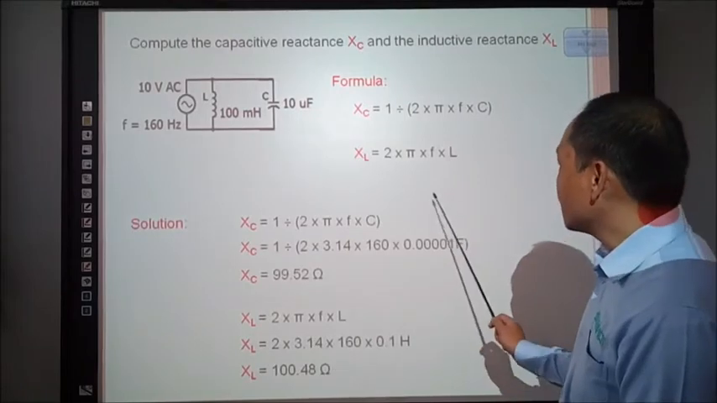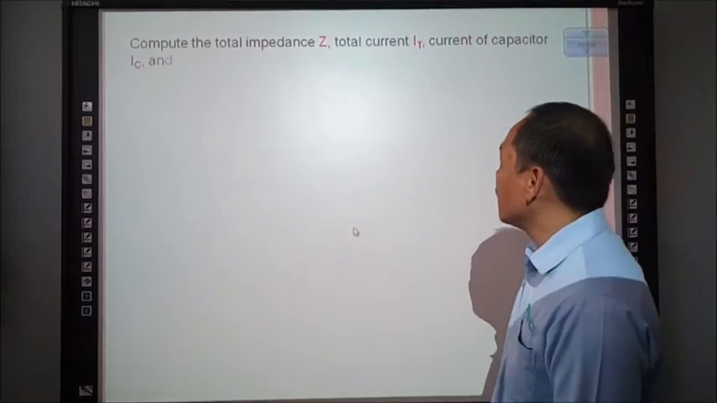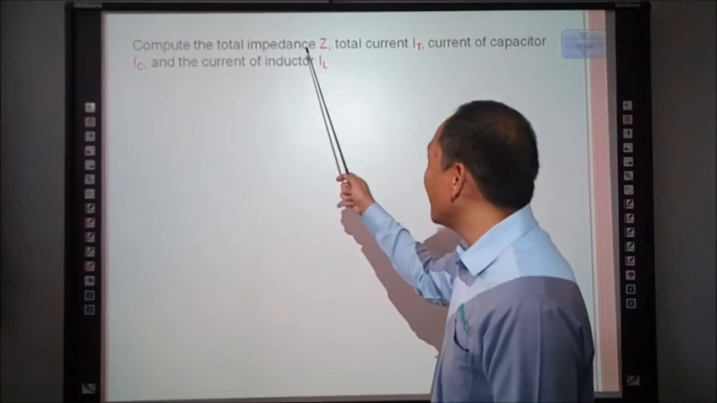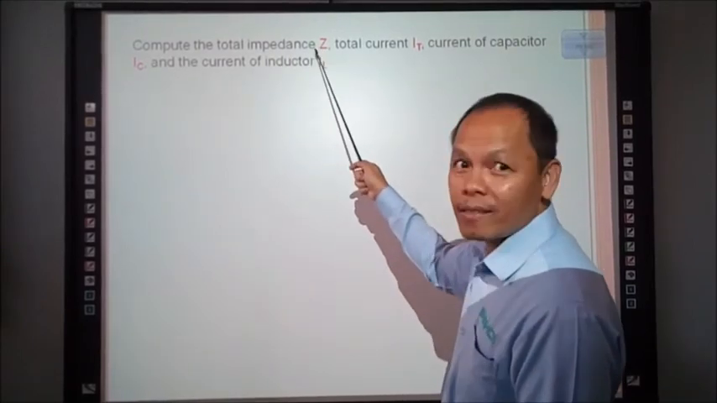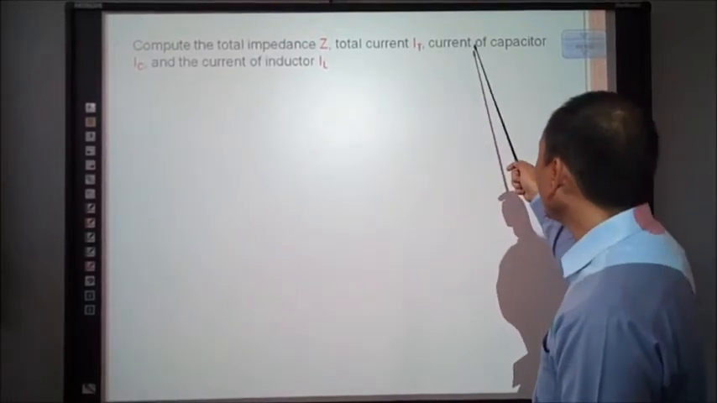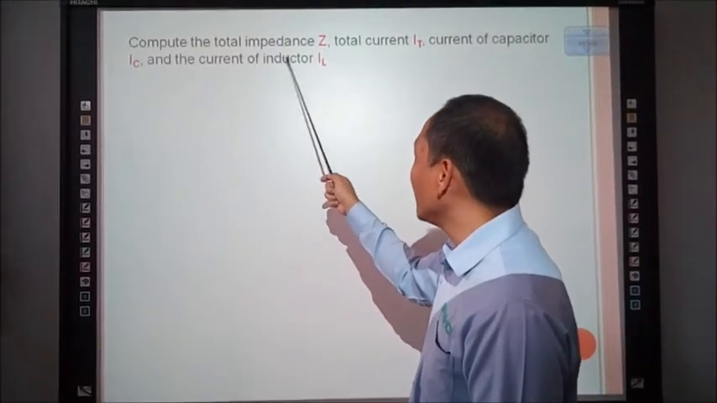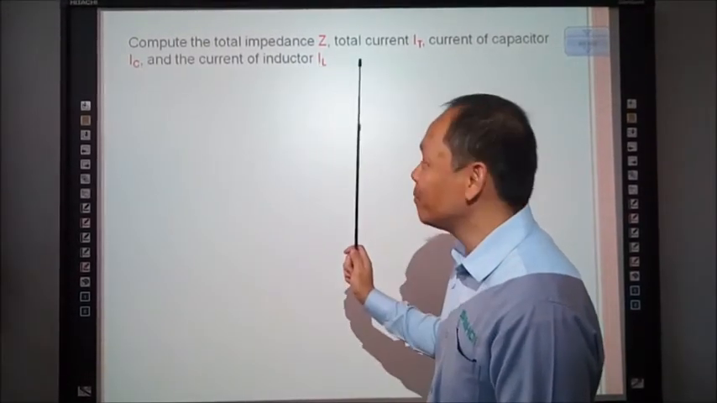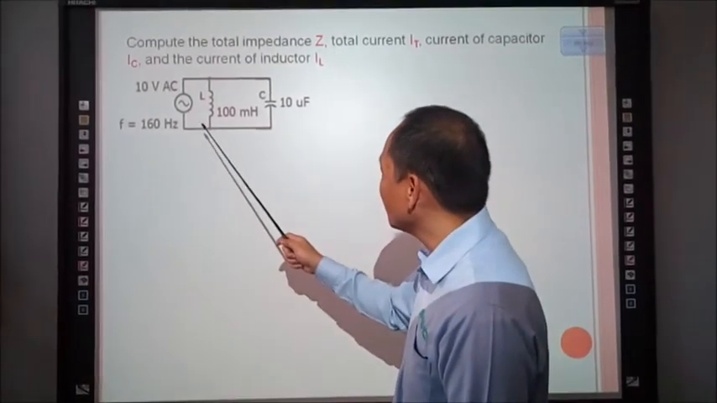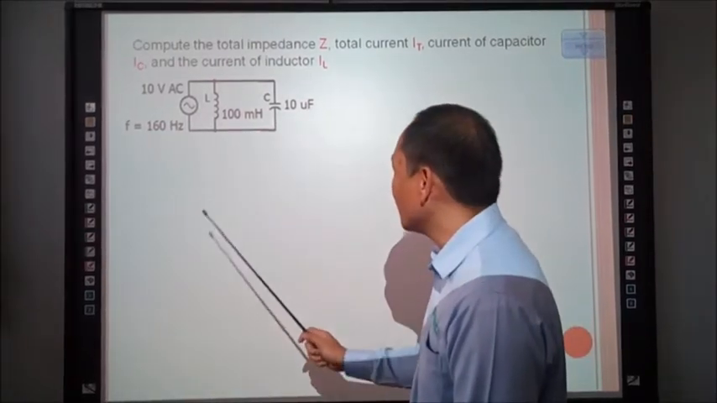Next, let's use the Ohm's law formulas. Compute the total impedance, the symbol of impedance is Z; the total current, the symbol is IT; the current of the capacitor, the symbol is IC; and the current of the inductor, the symbol is IL. This is the same circuit, with the same values of inductor and capacitor.